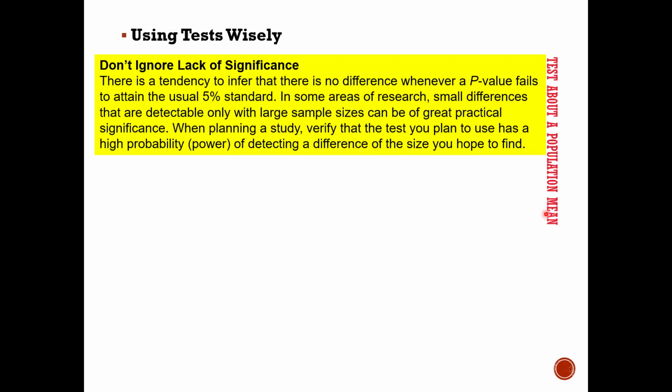Some more points here. First of all, don't ignore lack of significance. There is a tendency to infer that there is no difference whenever a p-value fails to attain the usual 5% standard. That's not really true. That is accepting the null hypothesis when we really should be failing to reject the null hypothesis. There are some areas of research where small differences that are detectable only with really big sample sizes can be of great practical significance.